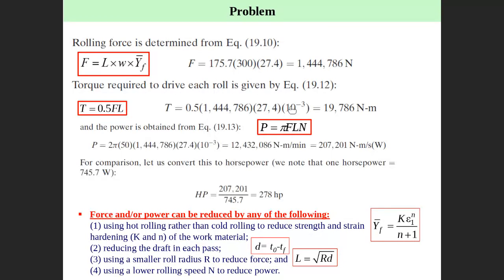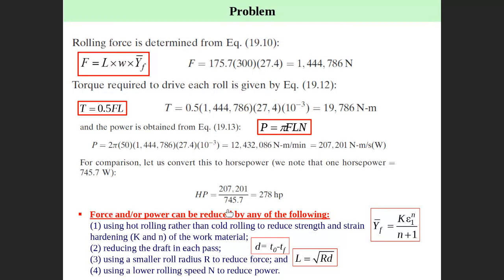Then you can obtain 0.5 FL. And then power per roll is 2π FLN. But here he would like to have the total power, so you have to multiply by 2. Then 2 times 2π FLN, and you can obtain the total power. So this is the total power. You can also obtain horsepower if needed, but usually you will be asked about the SI unit, right?